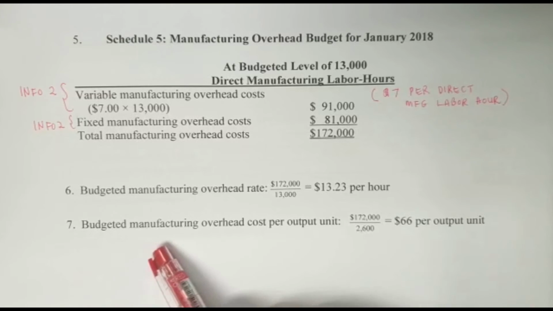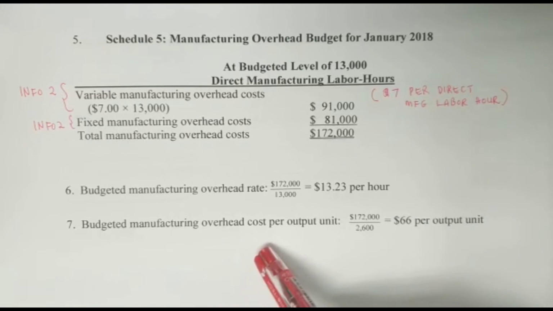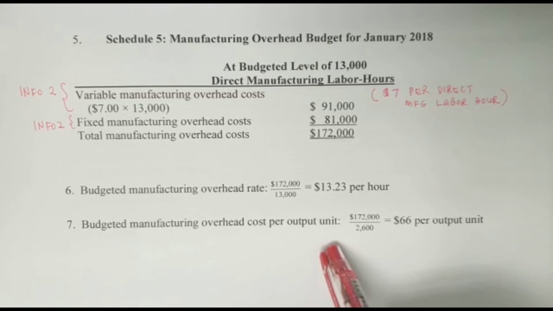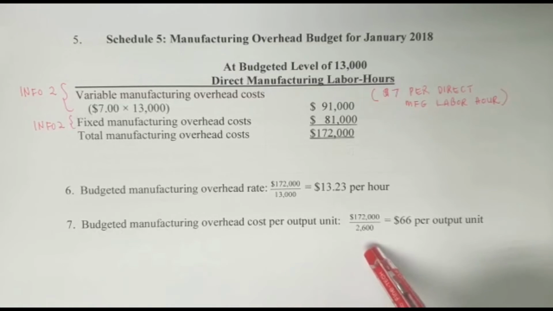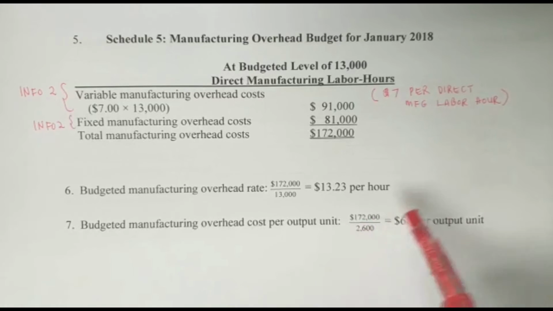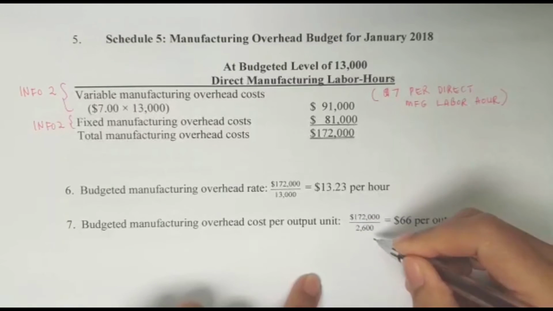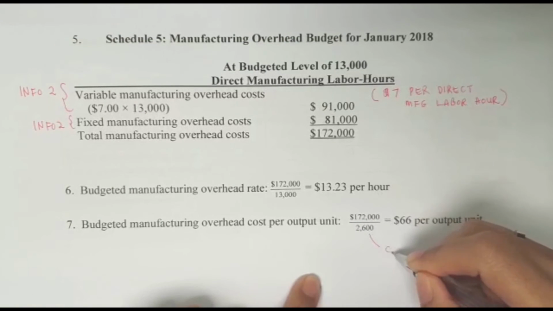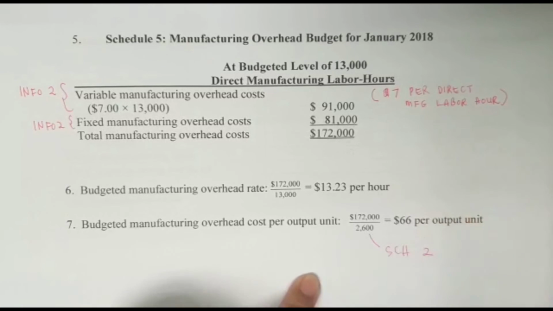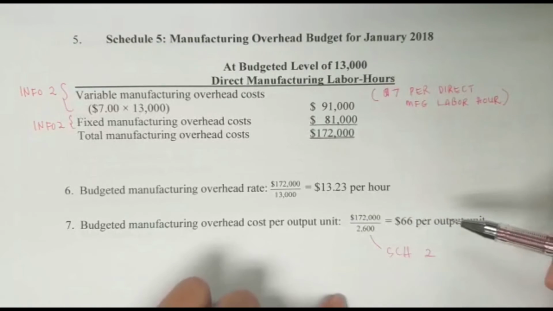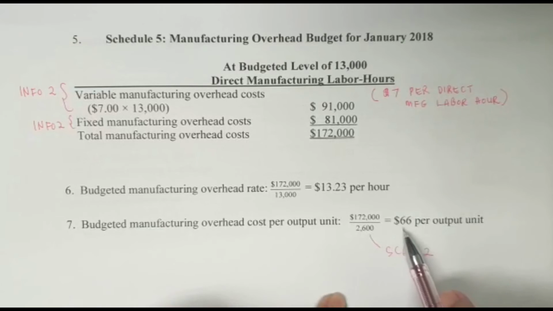Okay, the next question asks you to calculate budgeted manufacturing overhead costs per output unit. Because it is per output unit, we have to divide this by our output. Our output is 2600 as per schedule 2. So we can get here the 66 per output unit as our answer.